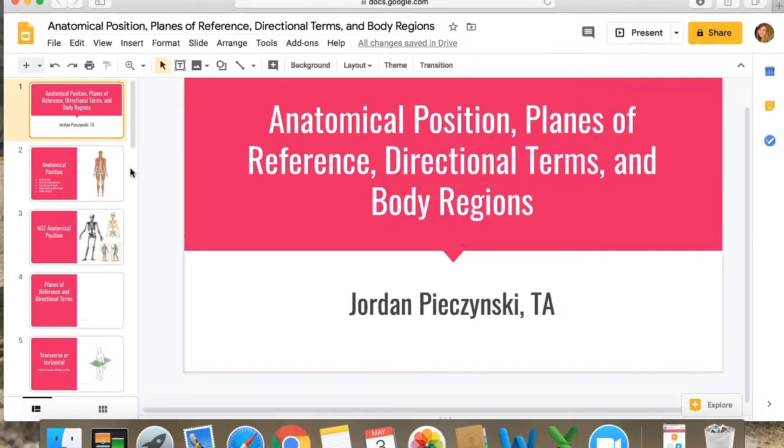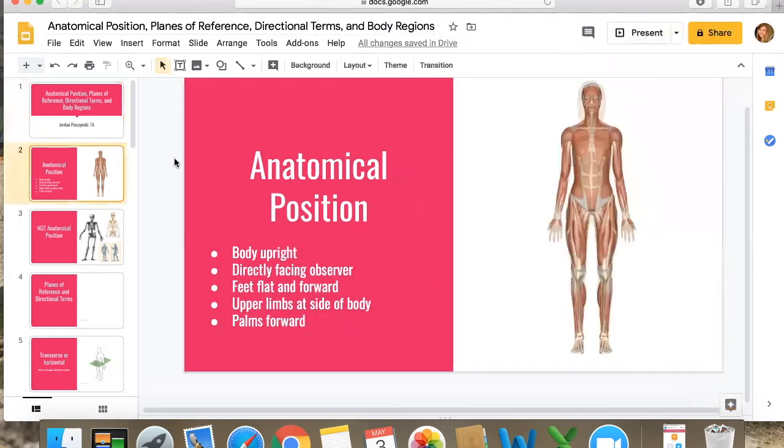So starting out here, anatomical position, what is it? Anatomical position is where the body is upright, directly facing the observer, the feet are flat and facing forward, upper limbs are at the side of the body, and the palms are facing forward. This is important so that we always have a base or a reference point when we're talking about anatomy. So this is kind of the standard, and this gives you an idea of what it is and what it looks like.